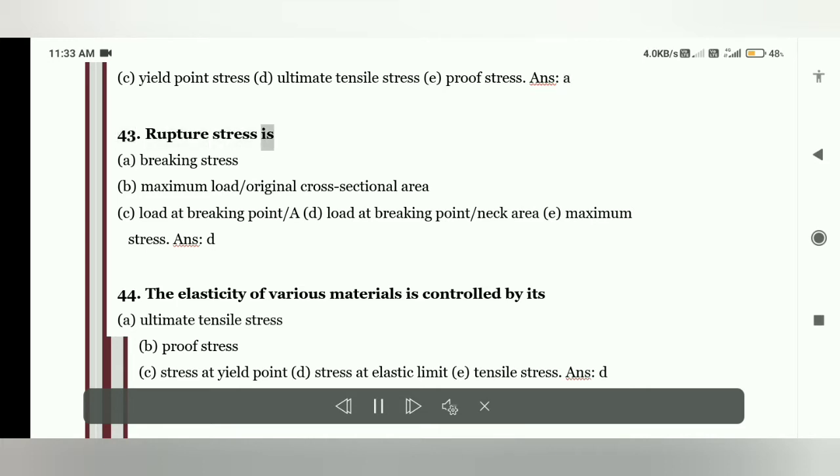43. Rupture stress is A. breaking stress, B. maximum load / original cross-sectional area, C. load at breaking point / original area, D. load at breaking point / neck area, E. maximum stress. Answer D. 44. The elasticity of various materials is controlled by its A. ultimate tensile stress, B. proof stress, C. stress at yield point, D. stress at elastic limit, E. tensile stress. Answer D. 45. The ratio of lateral strain to the linear strain within elastic limit is known as A. Young's modulus, B. bulk modulus, C. modulus of rigidity, D. modulus of elasticity, E. Poisson's ratio. Answer E.